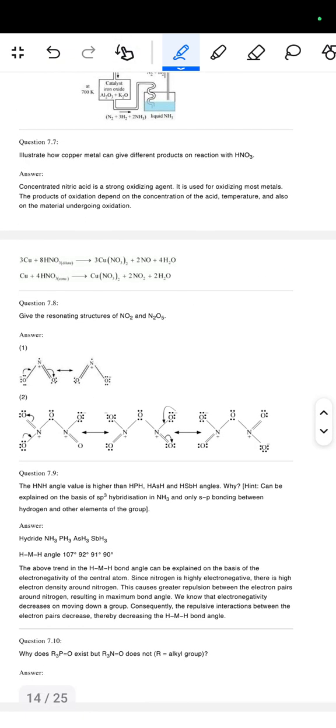Next question: illustrate how copper metal can give different products on reaction with HNO3. Concentrated nitric acid is a strong oxidizing agent. It is used for oxidizing most metals. The products of the oxidation depend upon the concentration of the acid, temperature, and also on the material undergoing oxidation. So 3Cu + 8HNO3 gives 3Cu(NO3)2 + 2NO + 4H2O, and Cu + 4HNO3 gives Cu(NO3)2 + 2NO2 + 2H2O.